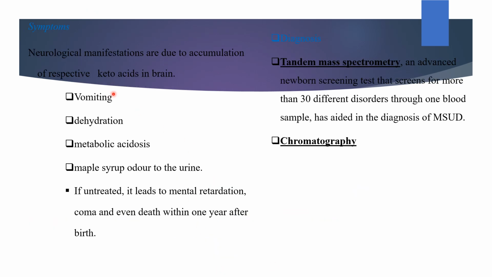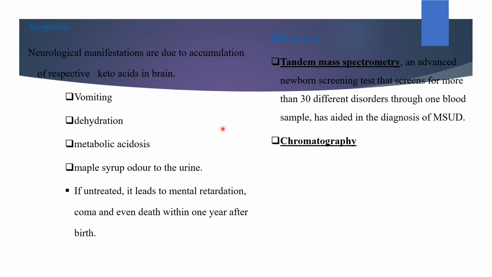Then symptoms. The neurological manifestations are due to the accumulation of respective keto acids in the brain, leading to vomiting, dehydration, metabolic acidosis, and maple syrup odor to the urine. If untreated, it leads to mental retardation, coma, and even death within 1 year after birth. So MSUD is the most important metabolic disorder.